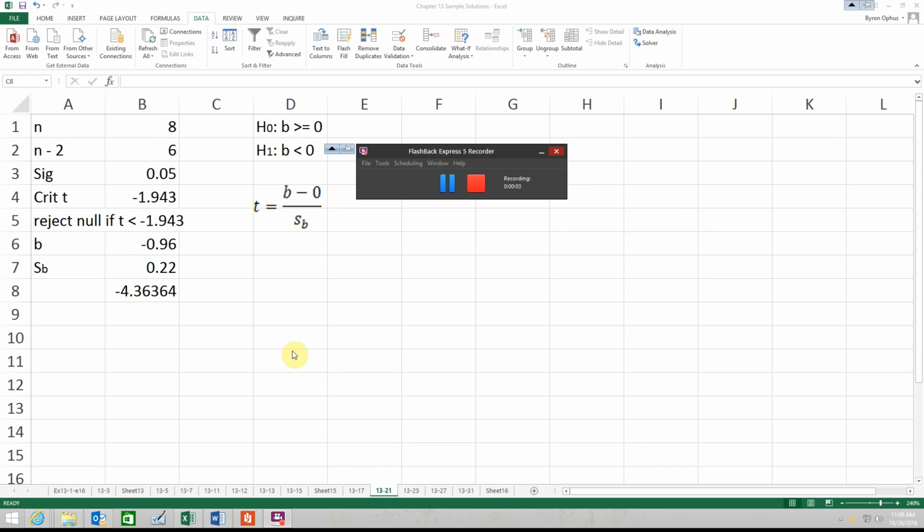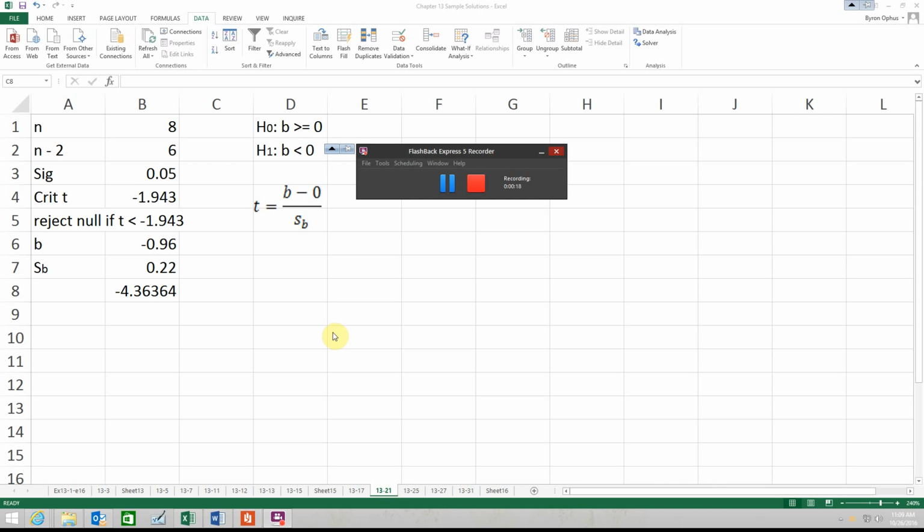13-22 and 13-21 is very similar. It says refer to exercise 5, the regression equation it gives us, and this tells us what the sample size is, and the standard error is 0.22.